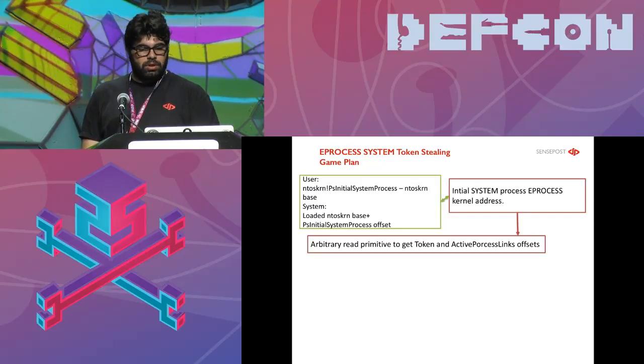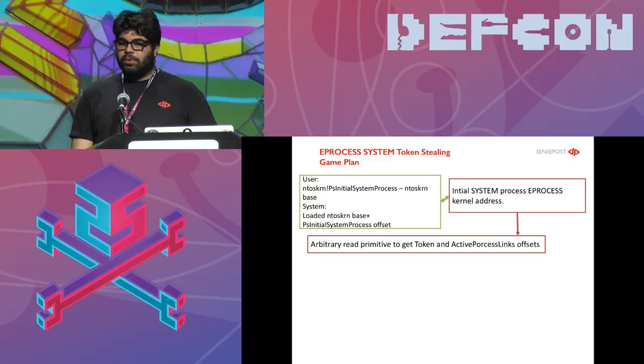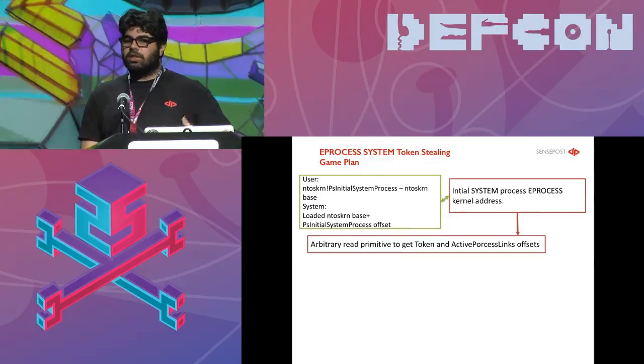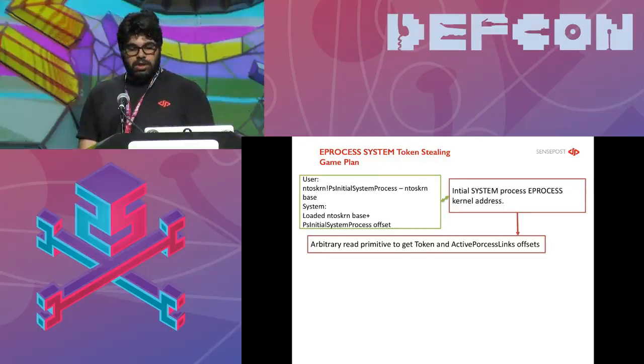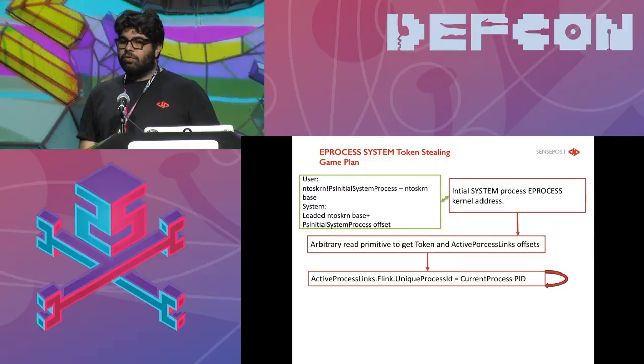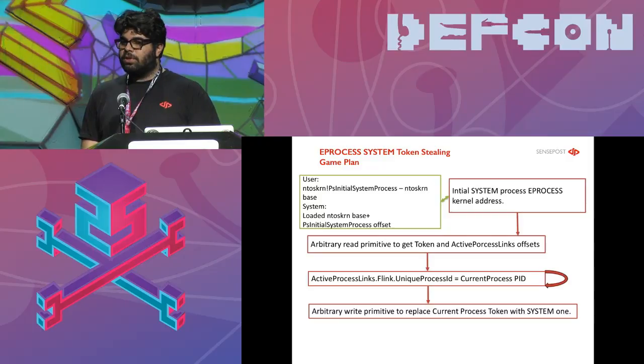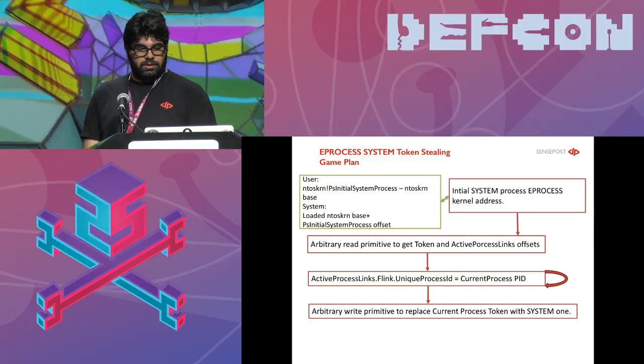and you successfully get the system EPROCESS structure location from kernel mode. Then we use the arbitrary read primitive that we got to read the token of the system process and move on to iterating over the active process links until the UniqueProcessId represents the current process ID, and use the arbitrary write primitive to just replace our current process token with the system one, effectively gaining elevated privileges.